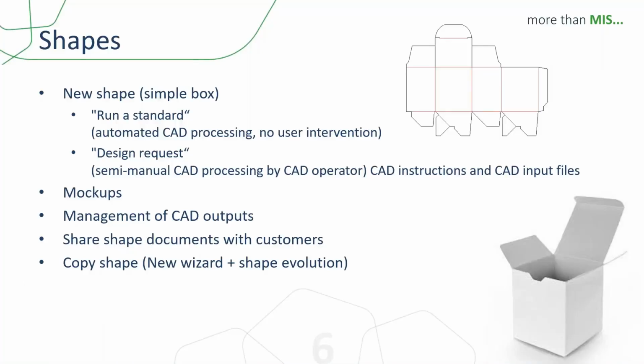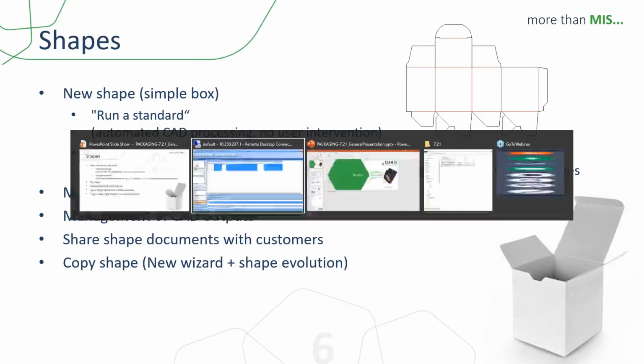So there's also an additional new wizard to copy a shape to a new shape. The purpose of this wizard is to help you in creating multiple shapes in case you need something to change on the dimensions or anything else within this shape. The purpose of the copy wizard is not only to help you in creating multiple shapes, but also to give you an overview of what we call the shape evolution. And I will try to show this with an example.